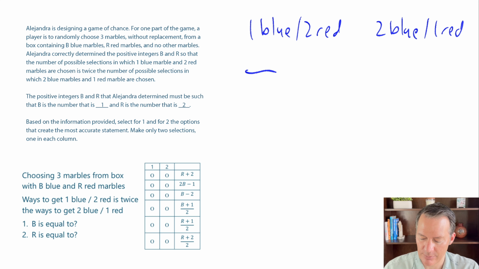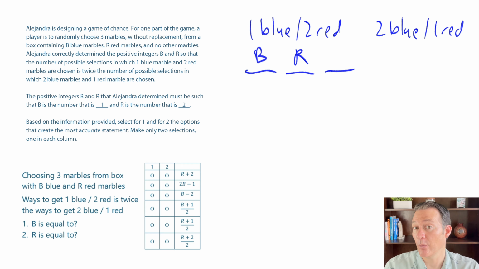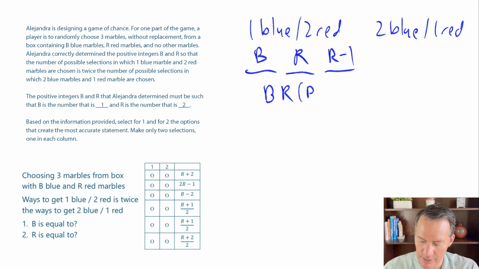So for that first scenario, now I always recommend writing out the number of slots, right? So we have 3 slots because we have three marbles that are being chosen, okay? And for that first slot, we'll say that's where she wants to draw the blue marble. So since there's B blue marbles, B ways of drawing a blue marble, right? And similarly for the second slot, R red marbles, so R ways of drawing a red marble in that second slot. But now there's one less red marble left, right? So for that third slot, we have R minus 1 ways to draw a red marble there, okay? And then we simply multiply. So B times R times R minus 1.